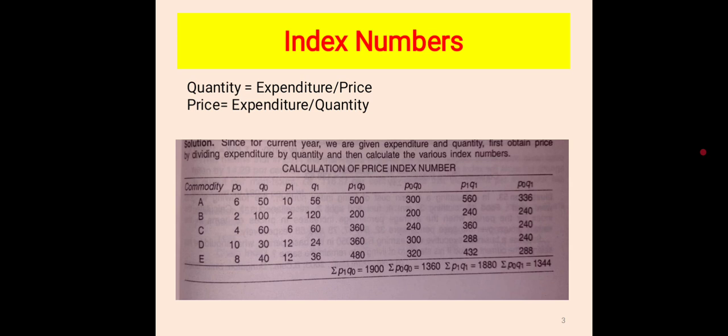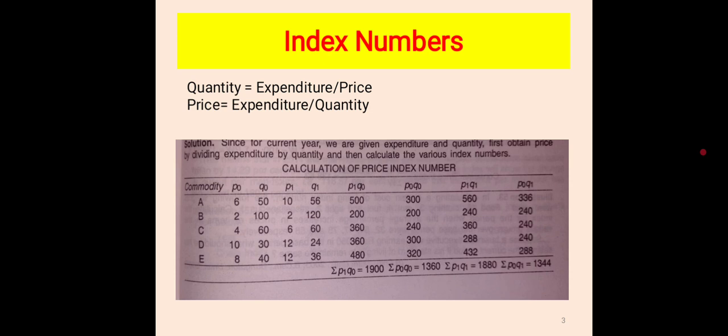Based on the formulas, we have taken P1Q0, P0Q0, P1Q1, P0Q1. P1Q0 means P1 into Q0. P1 value of A is 10 and Q0 value of A is 50. So 10 into 50 is 500, 2 into 100 is 200, 6 into 60 is 360, 12 into 30 is 360, 12 into 40 is 480. Similarly P0Q0: 6 into 50 is 300, 2 into 100 is 200, 4 into 60 is 240, 10 into 30 is 300, 8 into 40 is 320.